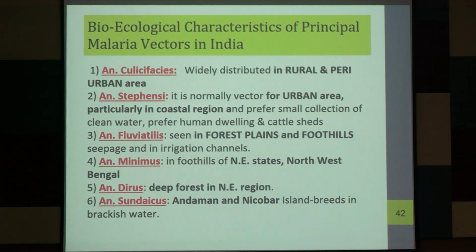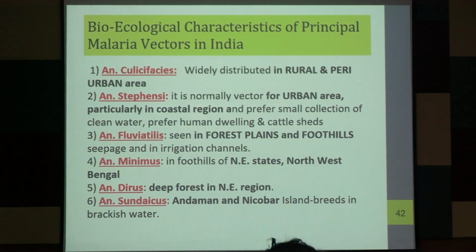These are some species names. Anopheles culicifacies is widely distributed in rural and peri-urban areas. Anopheles stephensi, the most commonly known name, is usually a vector of urban areas in coastal regions, and it also prefers human dwellings and cattle sheds. An MCQ once came asking what kind of mosquitoes are found in a cattle shed, okay. We all answered Culex, because we thought that in a cattle shed there would be an accumulation of water that cannot get out, but the actual answer was Anopheles stephensi, okay.